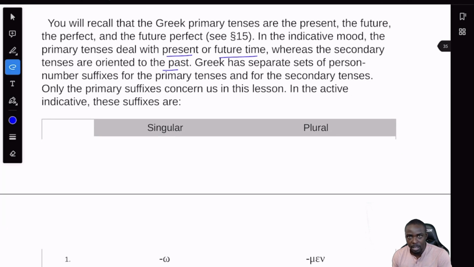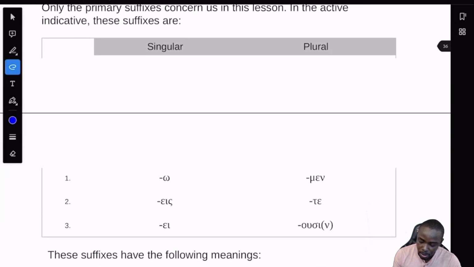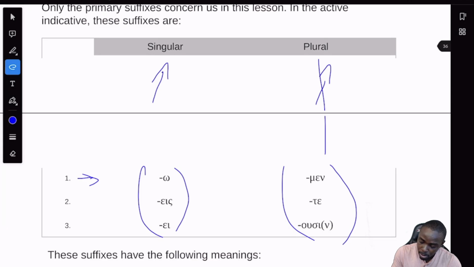Remember, the suffix is the addition to the word at the end, right? That's what we are looking at. So already we were introduced to these suffixes, and I told you that you're going to see them over and over again. So just memorize them. The omega is first person singular. Remember, this is singular. This is plural over here. So all of this is plural. All of that is singular.